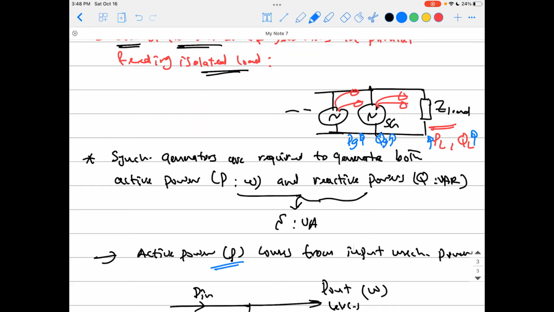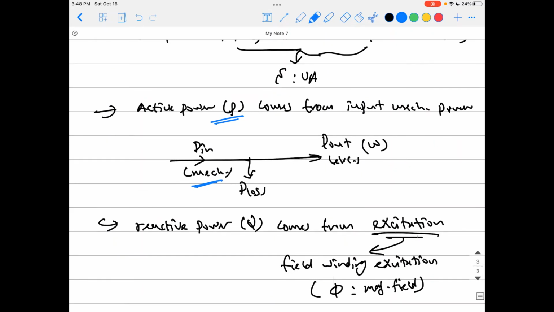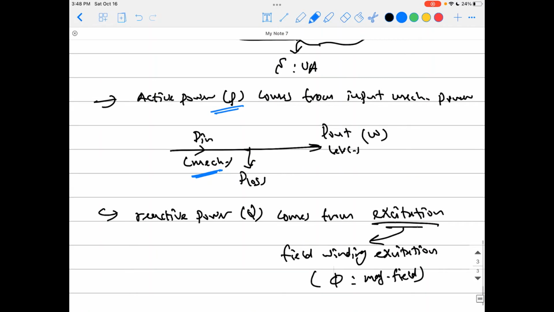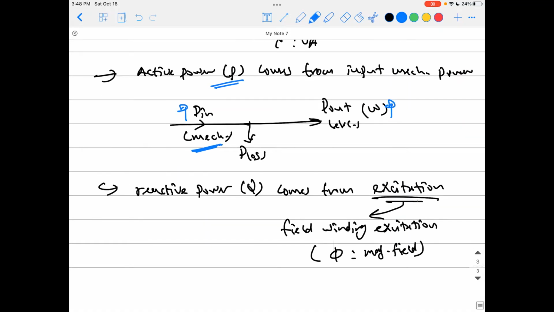Okay, guys? So here's the point to keep in mind. The P comes from the input mechanical power. So if you need to increase the active power output of the generator because the load goes higher, that means you need to increase the mechanical power input. Okay? If you need to increase the reactive power output of the machine because the load requires more reactive power, that means you have to increase the field excitation of the machine.